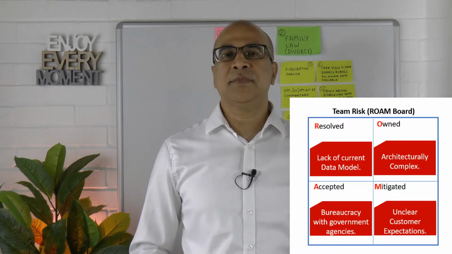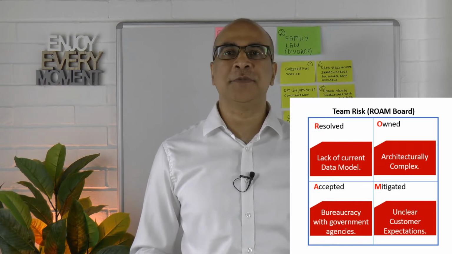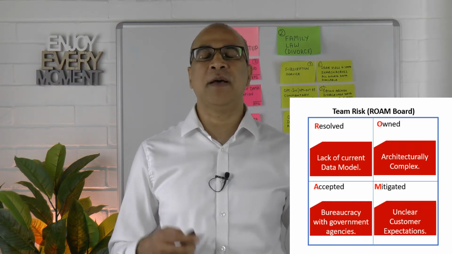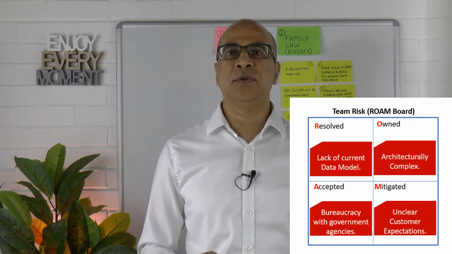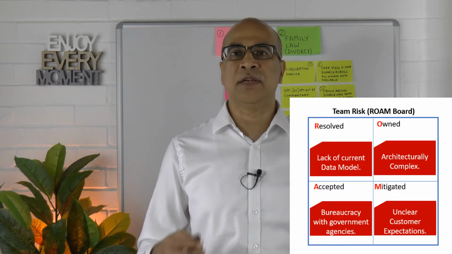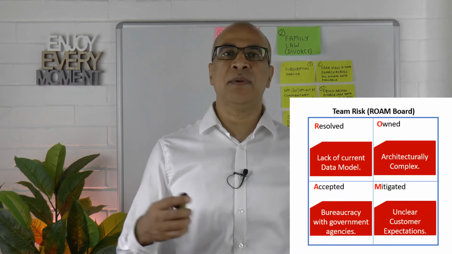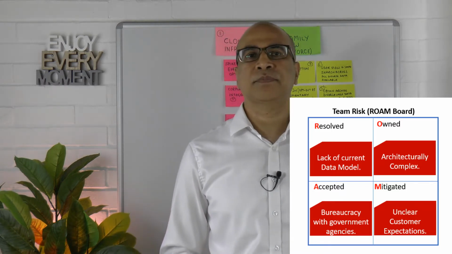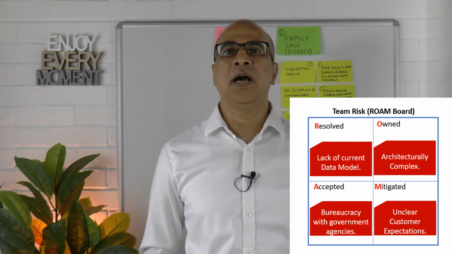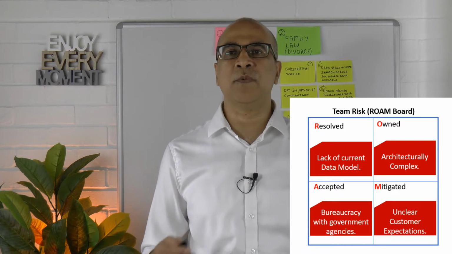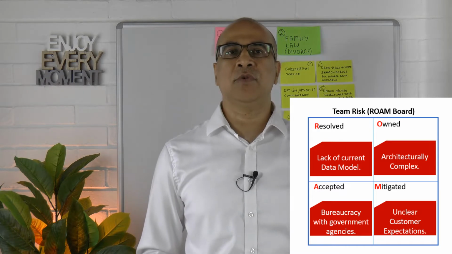So, unclear customer expectations. What are we going to do about that? Well, why has it occurred? The reason it's occurred is because the customer's not been involved early enough. And what we want to do is make sure that they are involved. We involve them in the system demos and we involve them at more regular frequencies in the delivery lifecycle. So by doing that, we are mitigating this particular risk. The architecture being complex is now owned by the enterprise architect or the architect, whoever we have assigned to that team or to that train.